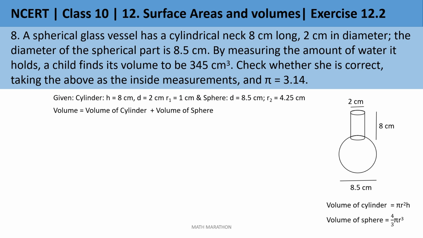Total volume is equal to volume of cylinder plus volume of sphere. Volume is equal to volume of cylinder, which is pi r1 square h, plus volume of sphere, which is 4 by 3 pi r2 cube. Volume is equal to pi, which is 3.14, r1 square, which is 1 square, h, which is 8, plus 4 by 3 pi, which is 3.14, r2 cube, which is 4.25 cube.